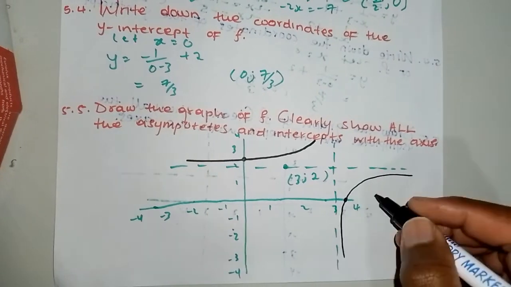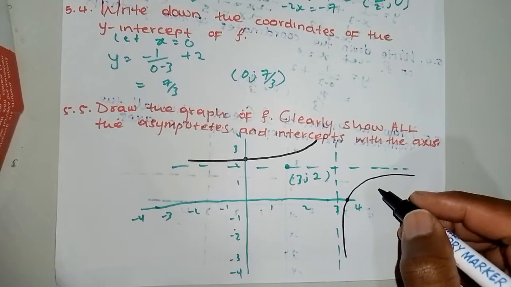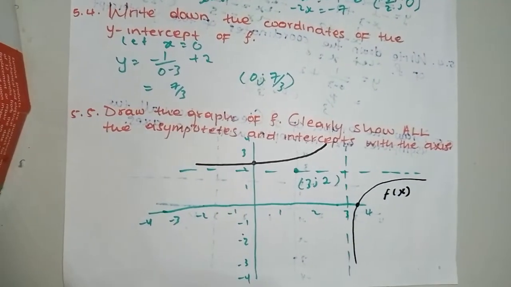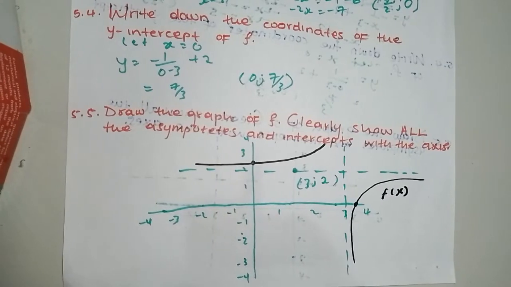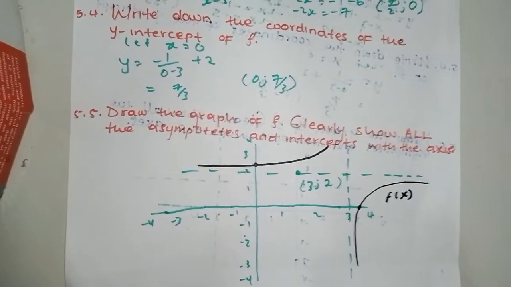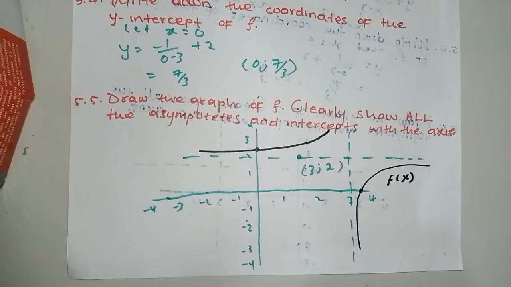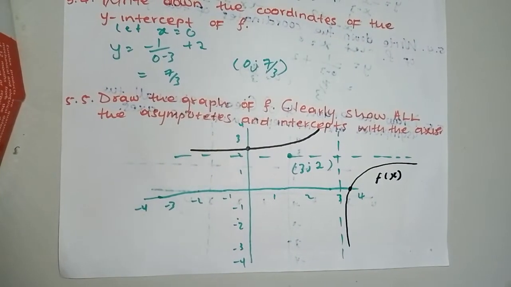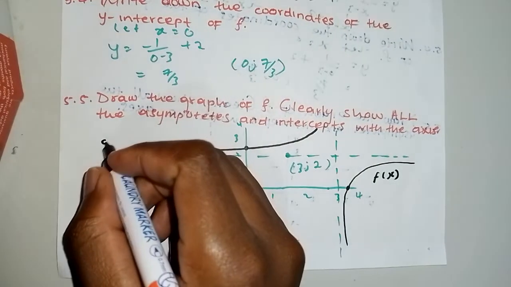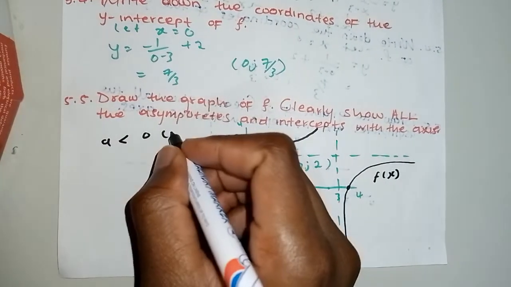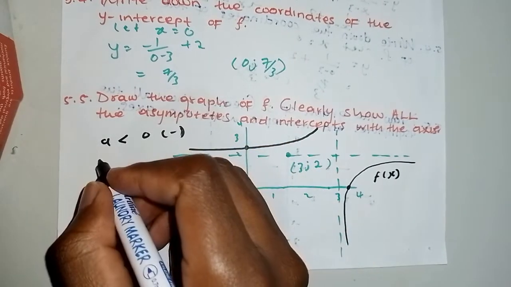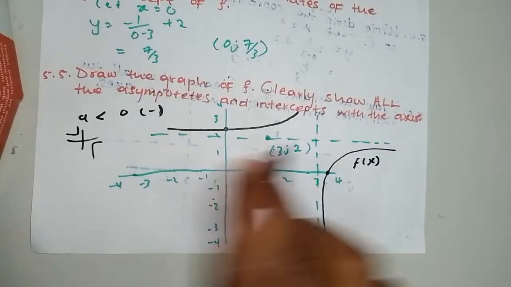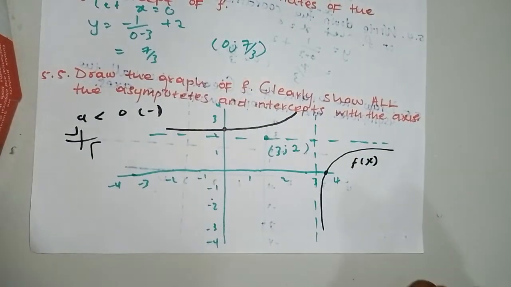There's my graph. But I need to name it. What was the initial? It was f of x. Initially, we were told that this is f of x. That is my graph. And when I try to remember the basics and conclude from the basics whether my graph is wrong or correct, my graph is correct. Why? Remember, when the value of a is less than 0, when the value of a is negative, my graph will lie in between, here and here, in between 2 and 4. That is my graph.